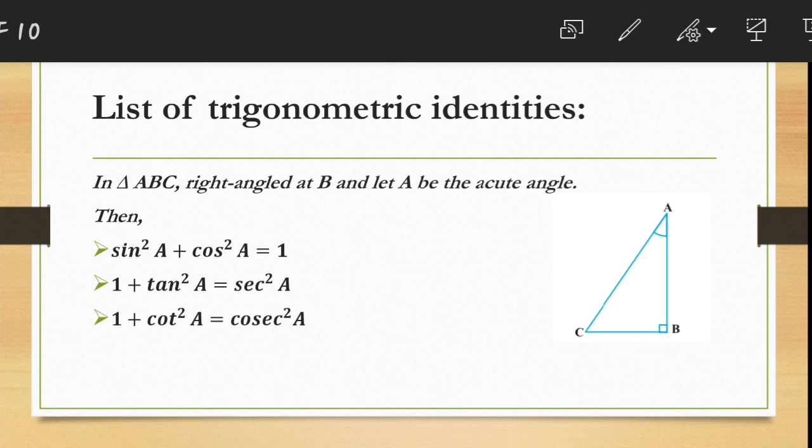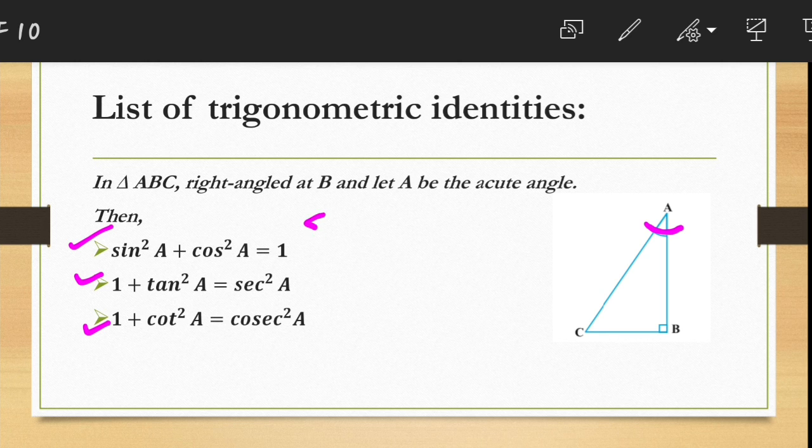A list of trigonometric identities is given here. Suppose this ABC is a right angle triangle where B is at 90 degrees, and I am considering A as the acute angle here. There are three trigonometric identities. One is sin square A plus cos square A is equal to 1. Second one is 1 plus tan square A is equal to sec square A. Third one is 1 plus cot square A is equal to cosec square A. Now since they are identities, this relation will be true for any angle, right?